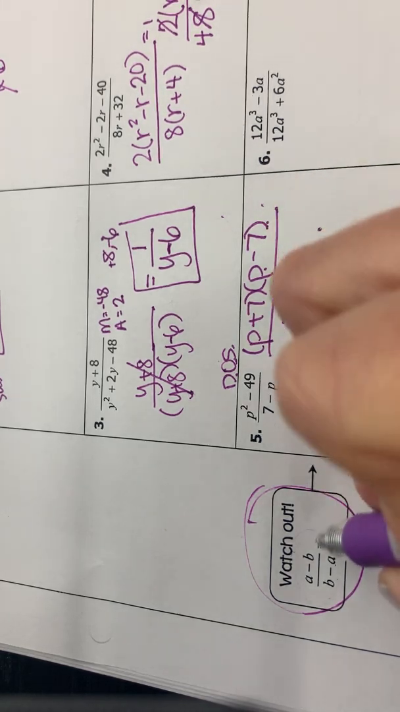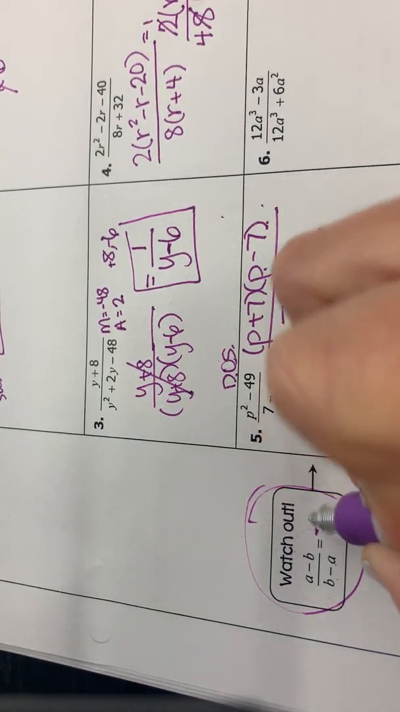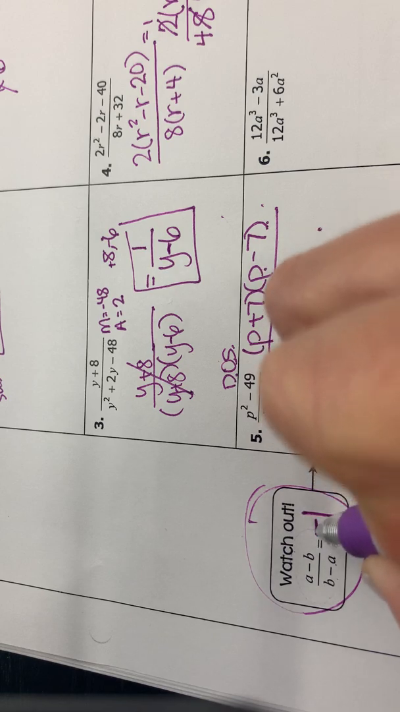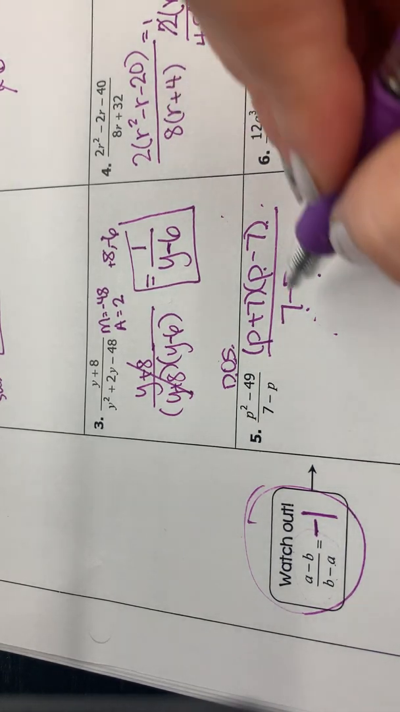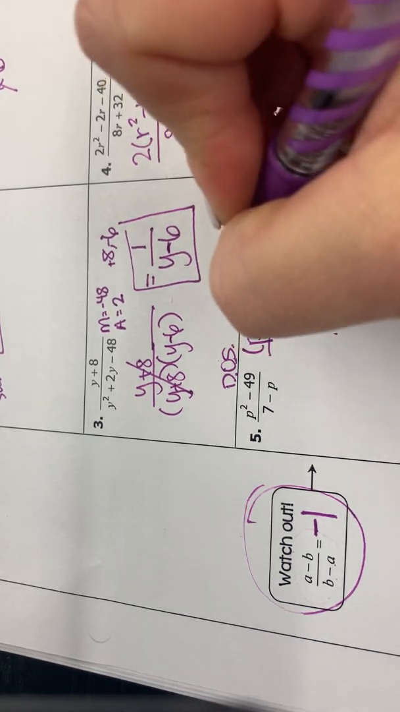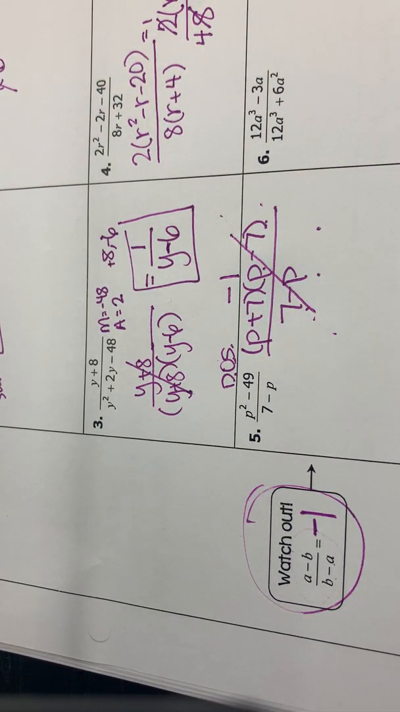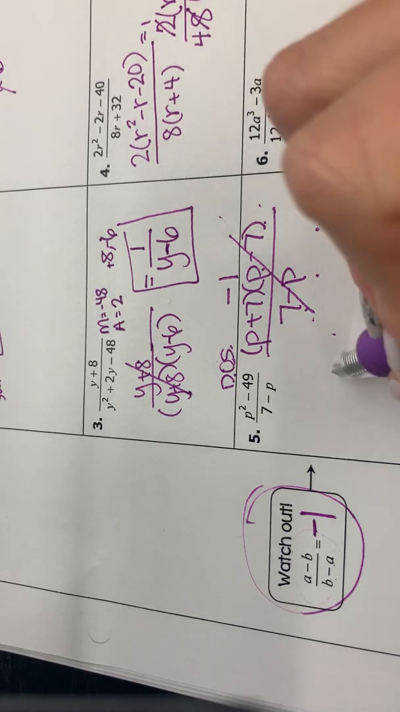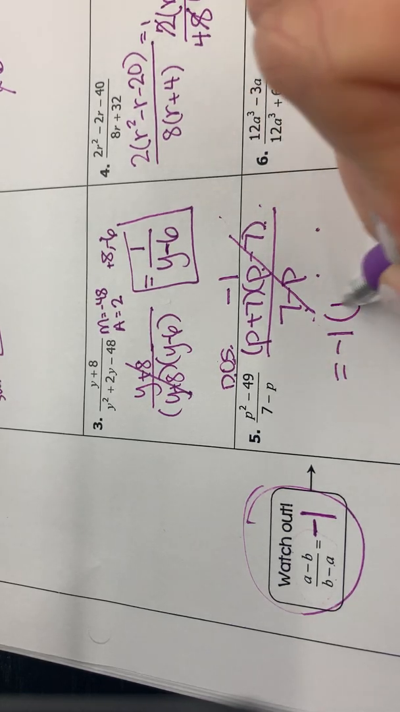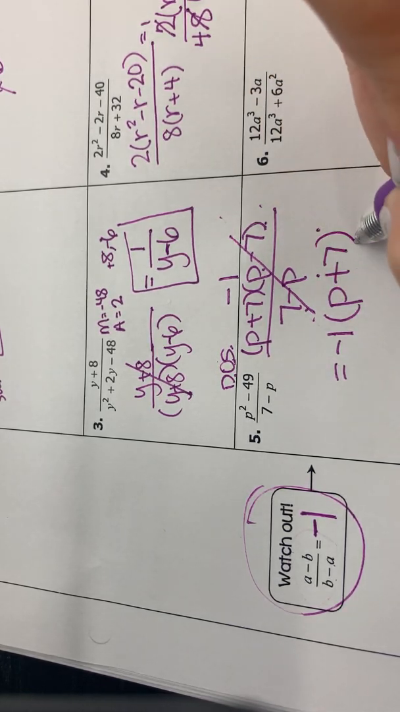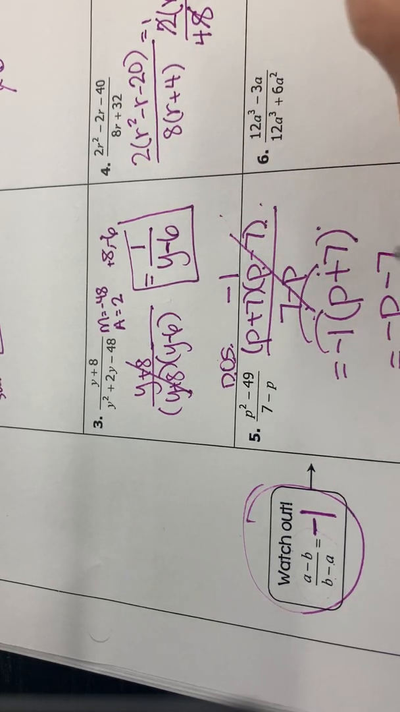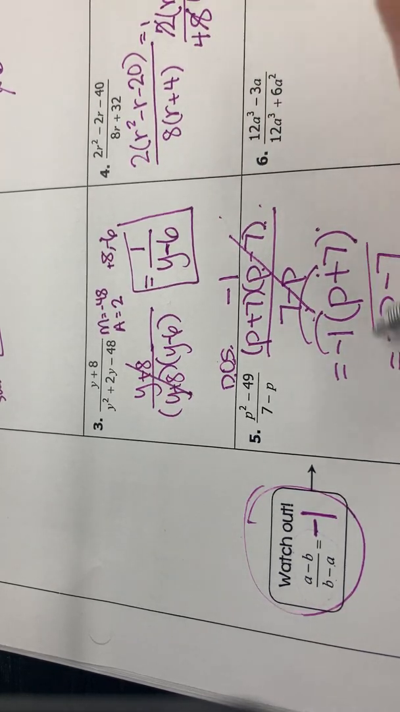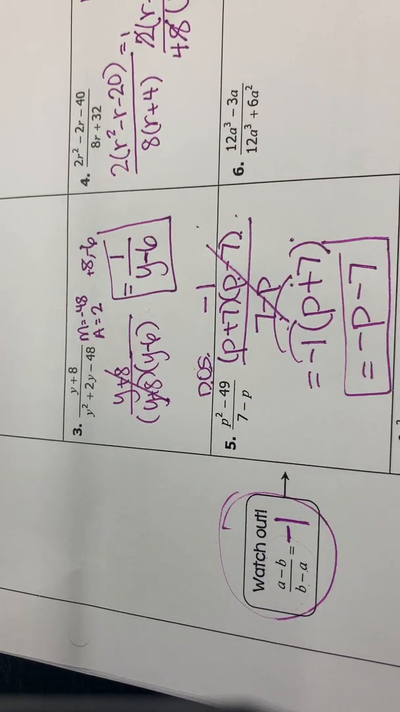So right here, if you ever notice that, you cancel it out, but you have to replace it with a negative 1, okay? So we can cancel them out and then just put a negative 1 up top. So what we have left is negative 1, p plus 7. And then if you want to clean that up and distribute that, it'd be negative p minus 7.